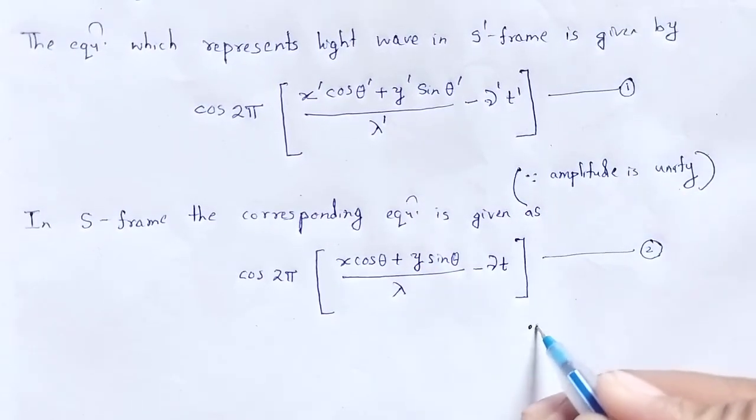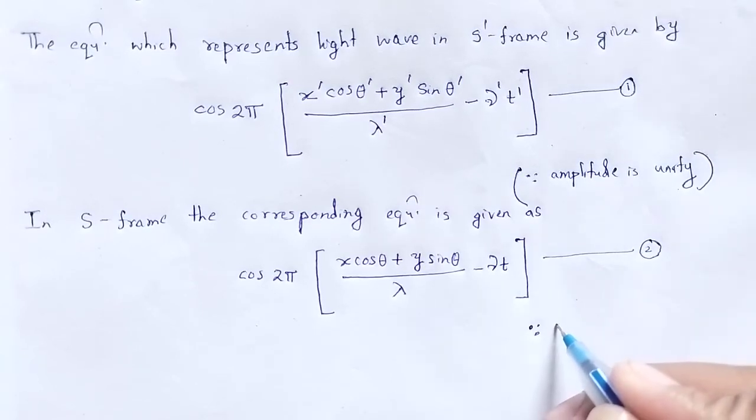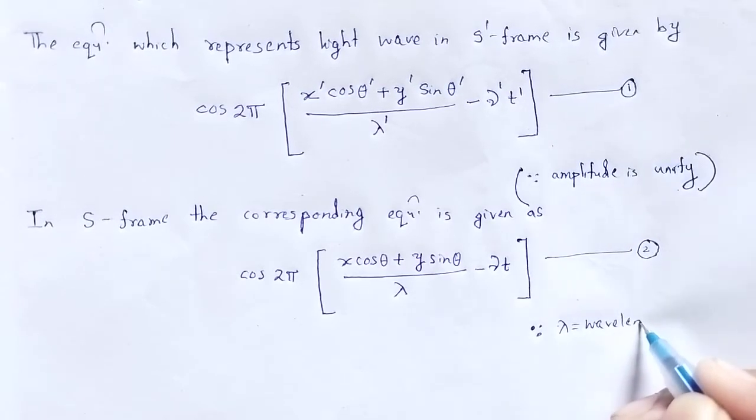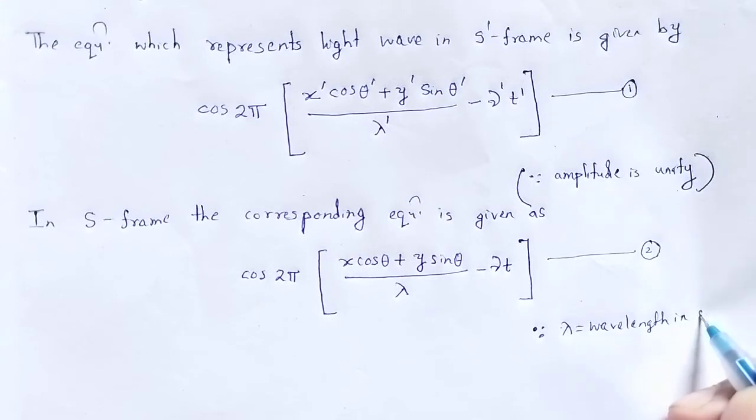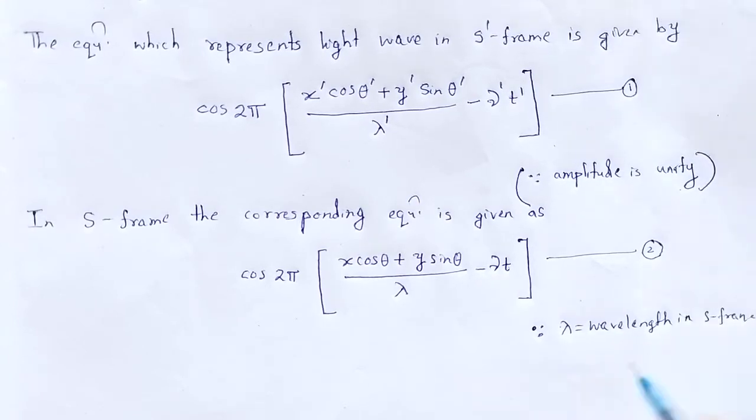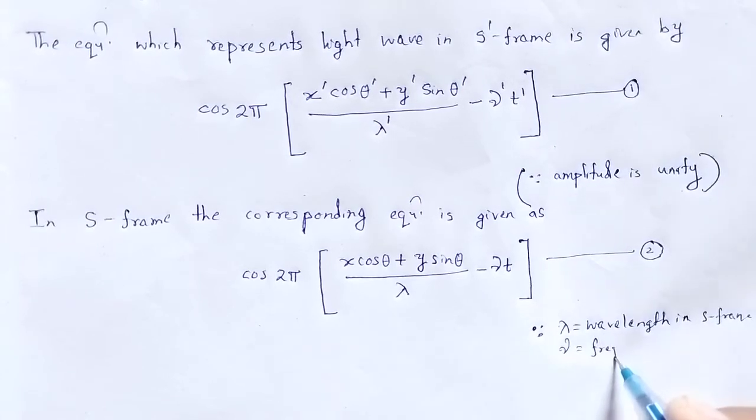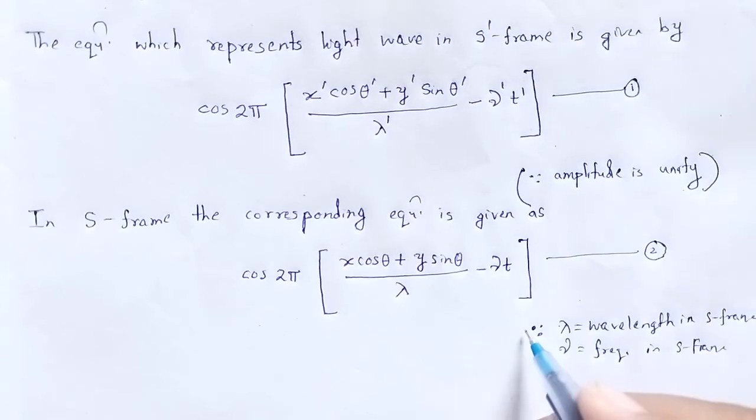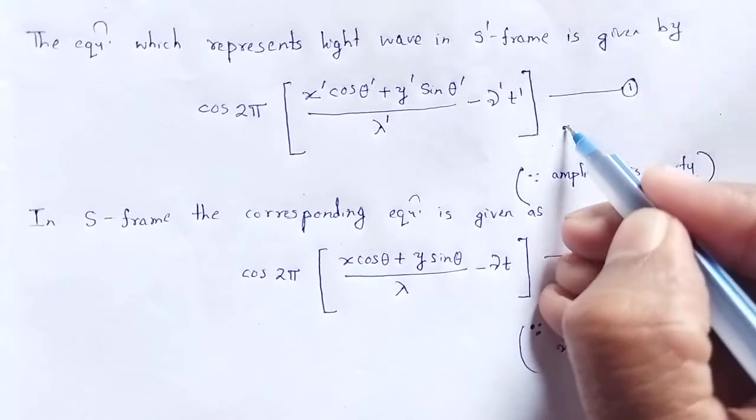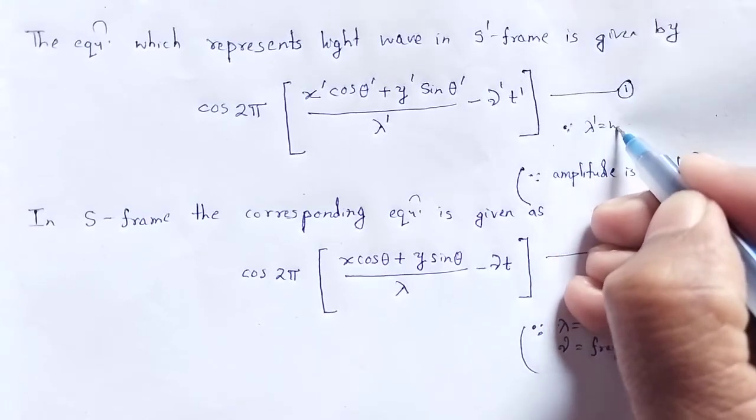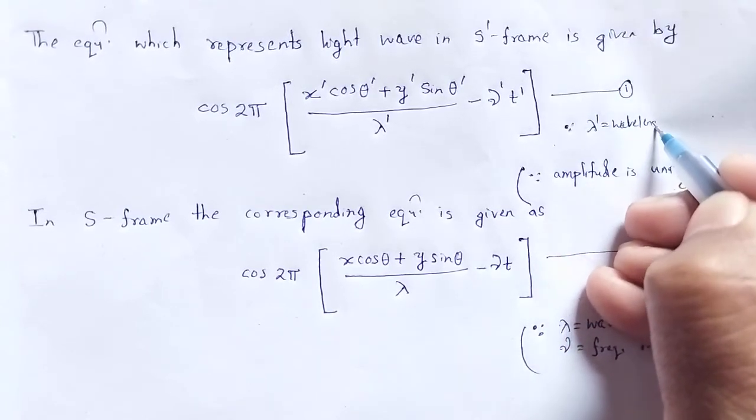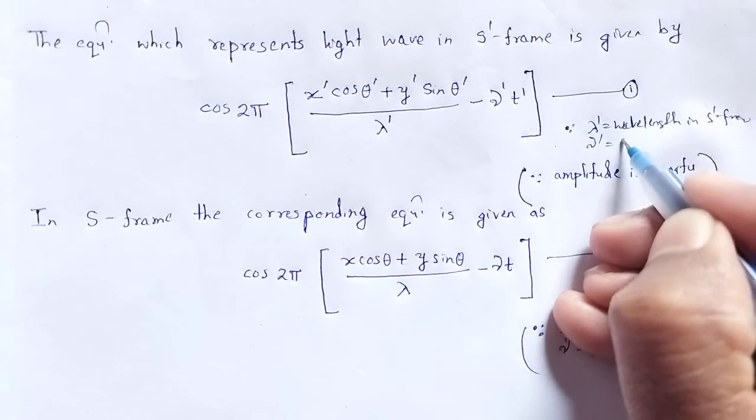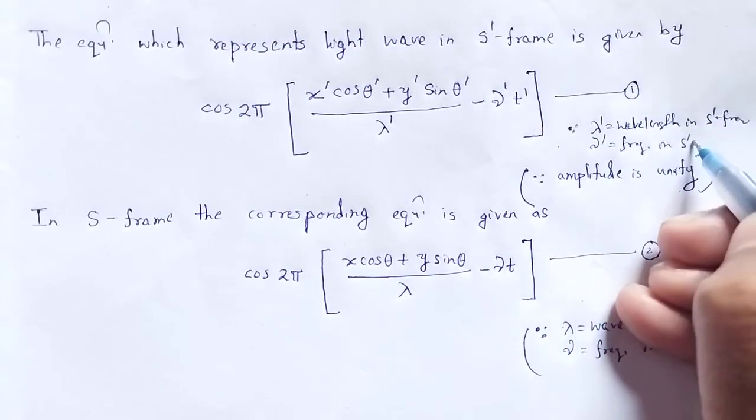Here we write: lambda is the wavelength in the S frame, and nu is the frequency of the light wave in the S frame. Similarly, lambda dash is the wavelength in the S dash frame, and nu dash is the frequency in the S dash frame.